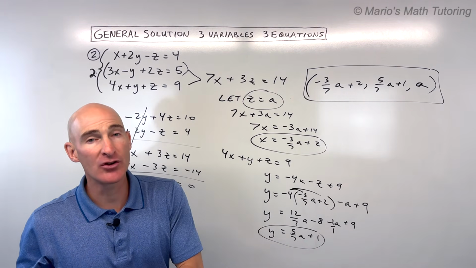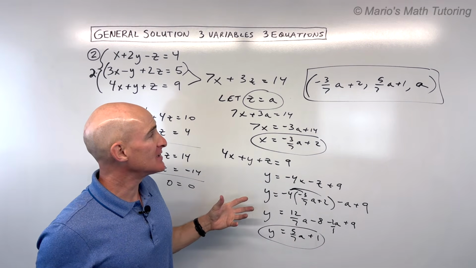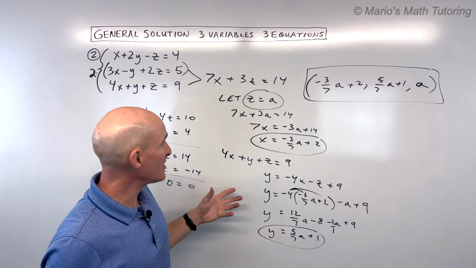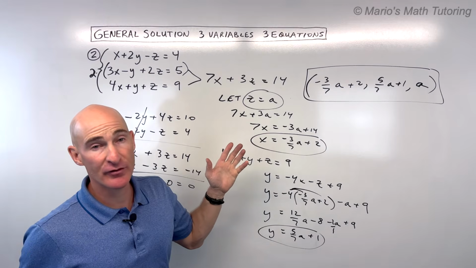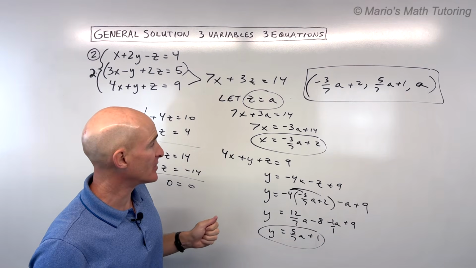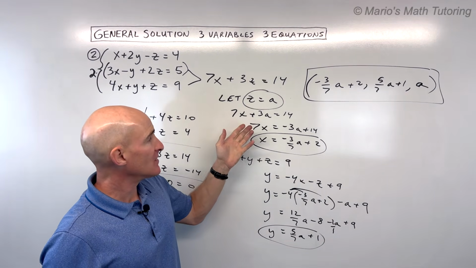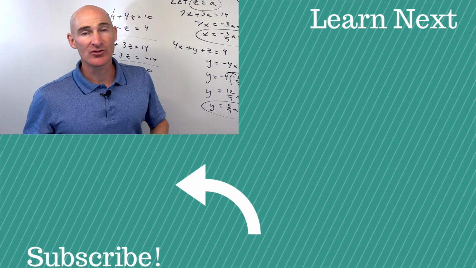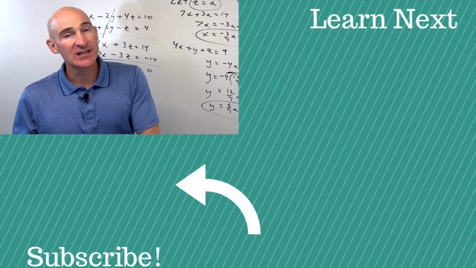Now you might look at your solution and say, Mario, mine's completely different. And that might be because you end up eliminating a different variable starting off like that. And you maybe got everything in terms of y or in terms of x or in terms of z. So great job if you're able to follow this.